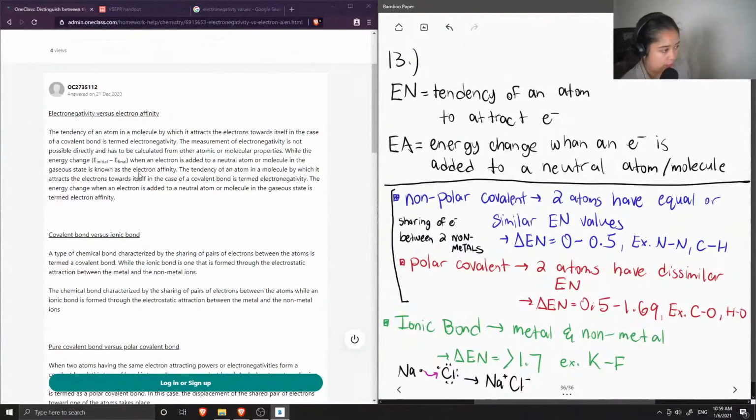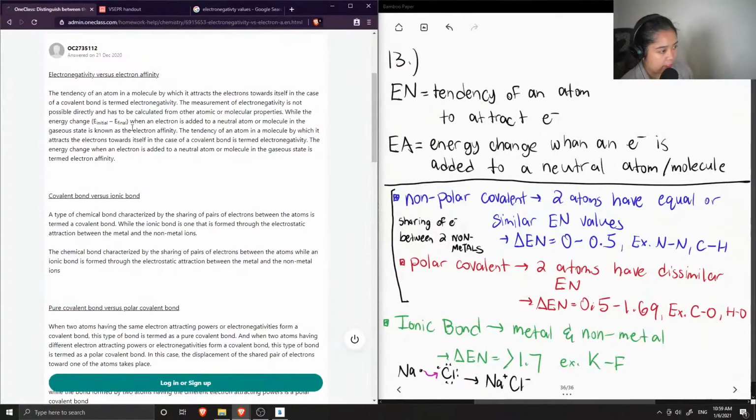So the junior tutor said that the tendency of an atom and a molecule by which it attracts electrons towards itself in the case of a covalent bond is termed electronegativity. The measurement of electronegativity is not possible directly and has to be calculated from other atomic and molecular properties, while the energy change when an electron is added to a neutral atom or molecule in its gaseous state is known as the electron affinity. Energy change when an electron is added is electron affinity.